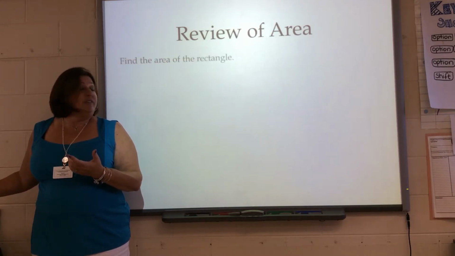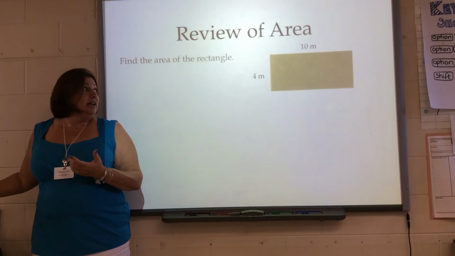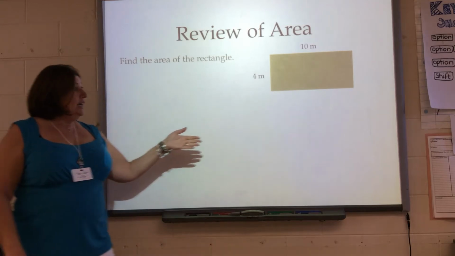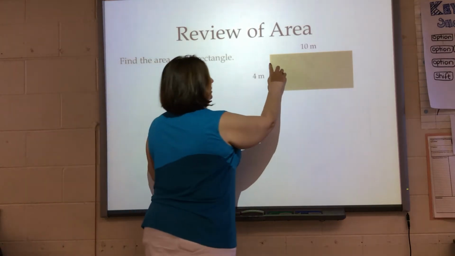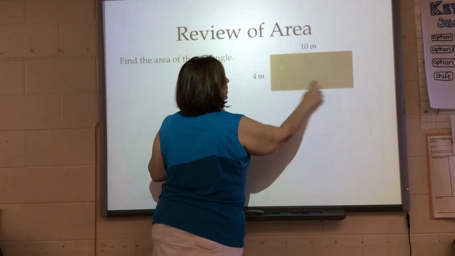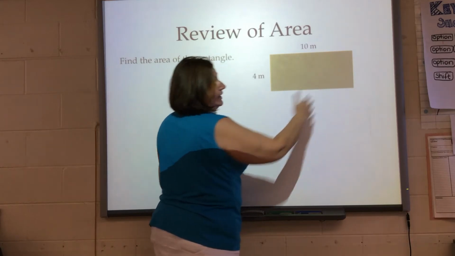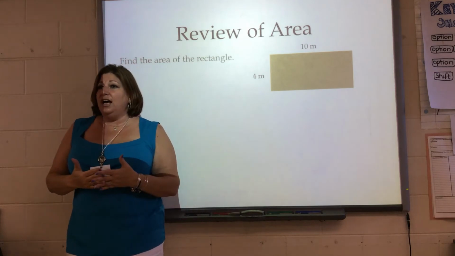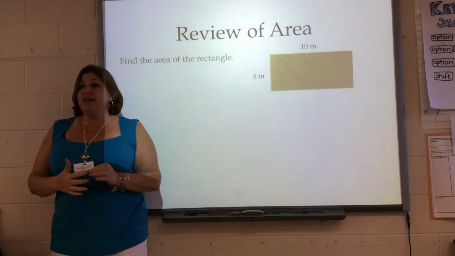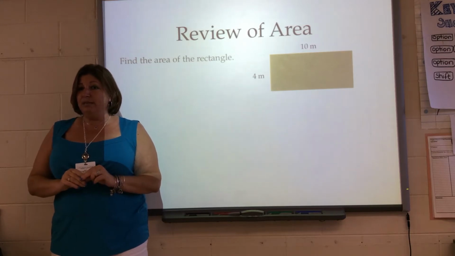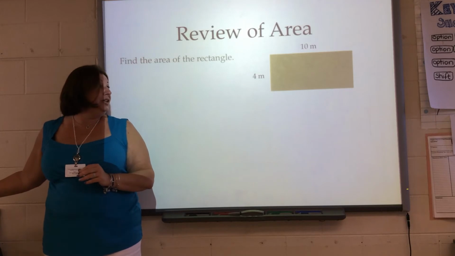If I needed to find the area of a rectangle and I had it measuring 4 meters by 10 meters, what that means is I would be taking this rectangle and I would cut it into 4 sections this way and 10 sections this way. And when I was done with those cuts, I would wind up with equal square units that were 1 meter by 1 meter. And I would wind up with 40 square meters.